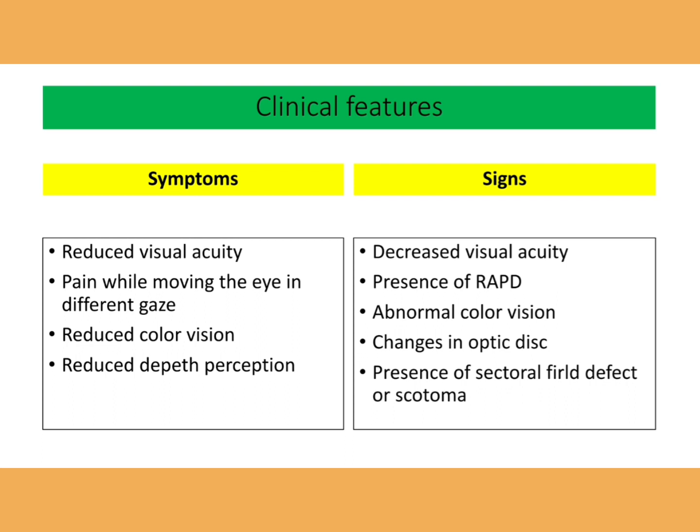These are the clinical features of the patient. The patient will report reduced visual acuity, pain while moving the eye in different gazes, reduced color vision, and reduced depth perception. The signs are decreased visual acuity, presence of RAPD or relative afferent pupillary defect, abnormal color vision, changes in the optic disc, and presence of a sectoral field defect or scotoma.